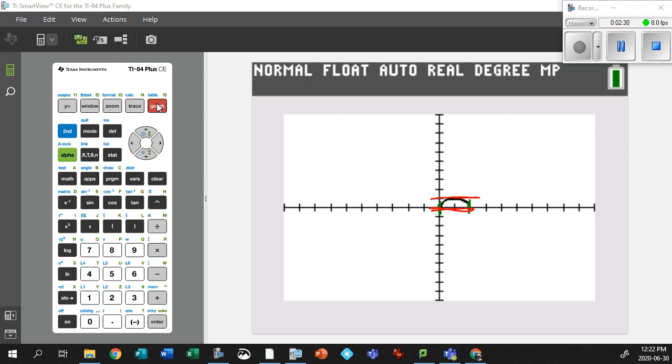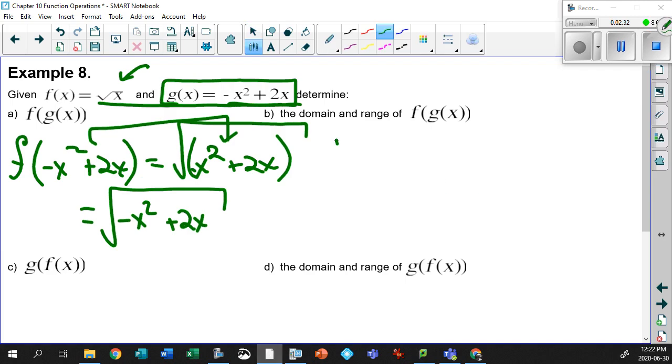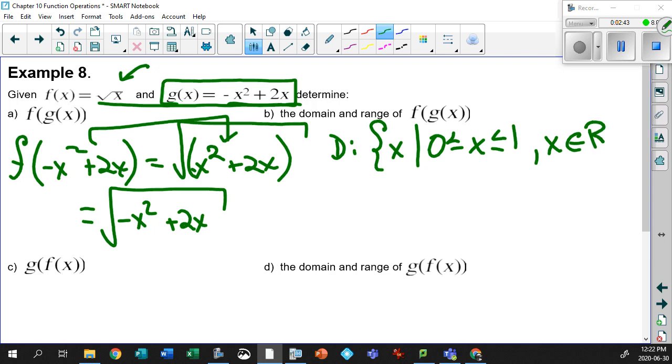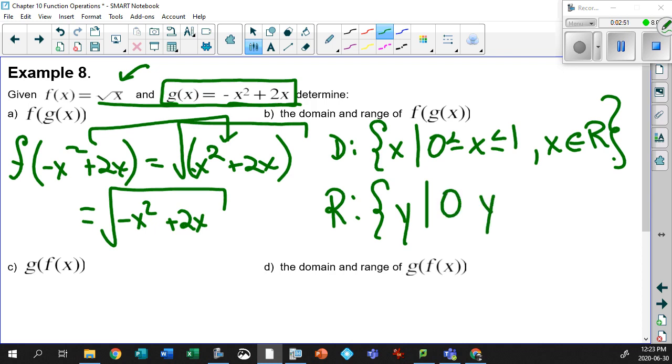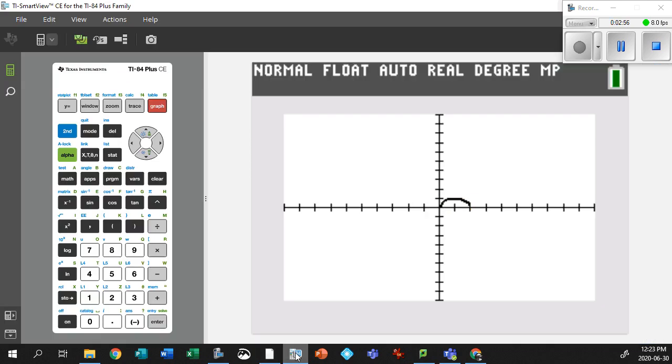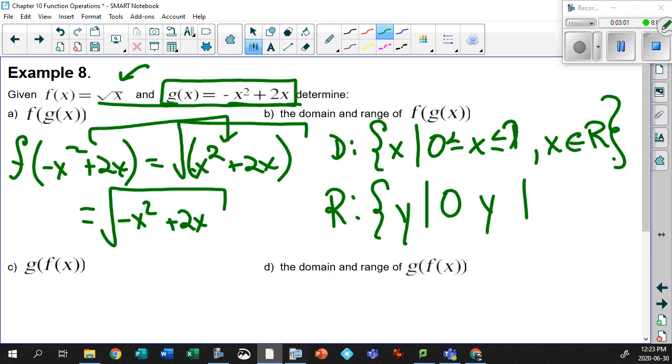Interesting. Okay, so let's bring that up. So, our domain here is all values of x such that x has to be between 0 and 1. That's interesting. Okay, our range then is all values of y such that y has to be between 0 and 1. Okay, now, oh, wait a second, that was supposed to be between 0 and 2. My apologies. Let's go back. 0 and 2. There we go.